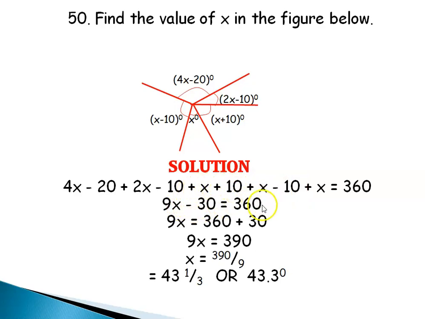I'll bring my minus 30 to the other side to give me a positive 30. So 9x is equal to 360 plus 30. 9x is equal to 390. And then I'll divide both sides by 9. X is 390 divided by 9. And that will give me 43 and 1 over 3, or 43.3 degrees. That is the value of x in this figure. Is that taken? Very good.